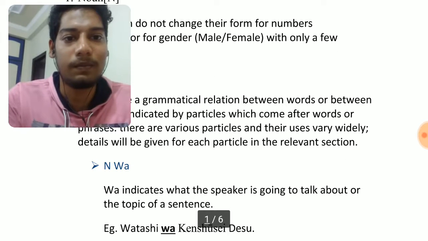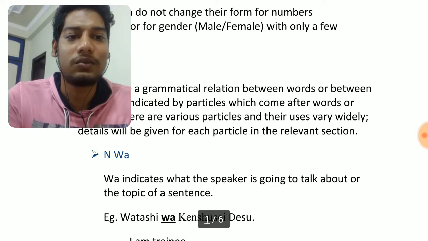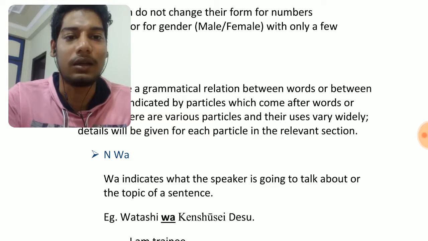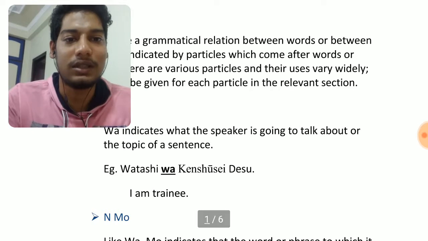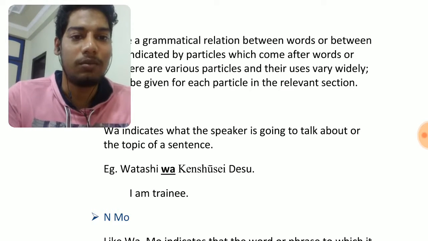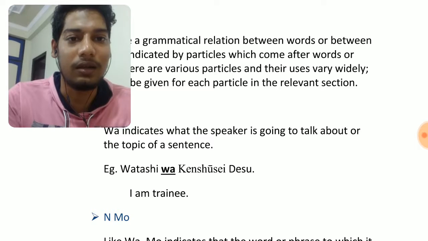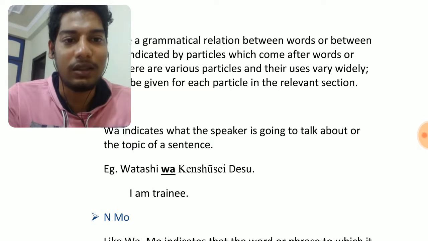Noun wa: first noun, then the wa particle. Wa indicates what the speaker is going to talk about, or it creates a topic. Like I said, watashi wa Linka desu. Here I use the example of watashi wa kenshusei desu, I am a trainee. I have bolded the wa particle because it is creating the topic, as I am talking about myself, watashi.